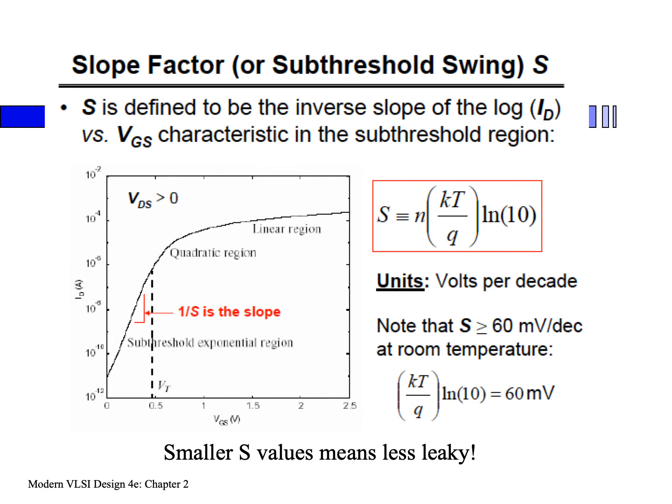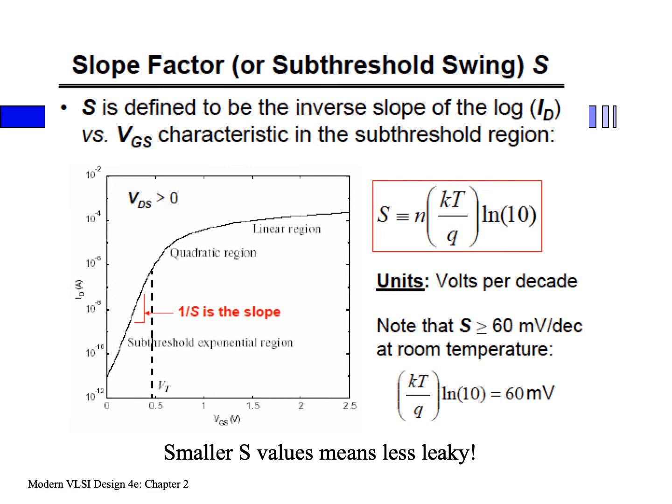But based on this formula, it pretty much depends on this device. It actually is the concentration of the silicon. Typically S is 60 millivolt per decade, per decade, because I is in the log scale.